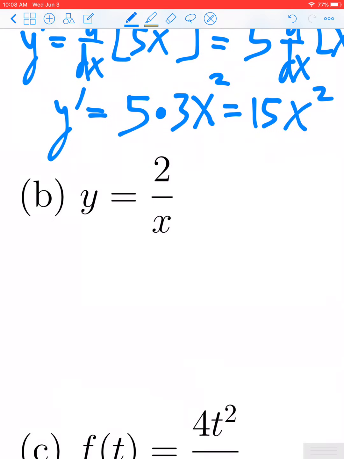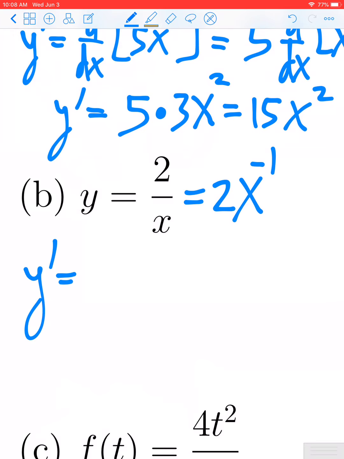Let's take a look at another one. In part B, we have 2 divided by x. We want to first begin by rewriting this. So rewrite it as 2 times x to the negative 1st power. We can now go ahead and apply our product rule, our constant multiple rule. We're going to leave the constant of 2 alone. And now we're going to multiply that by the derivative of x to the negative first power.